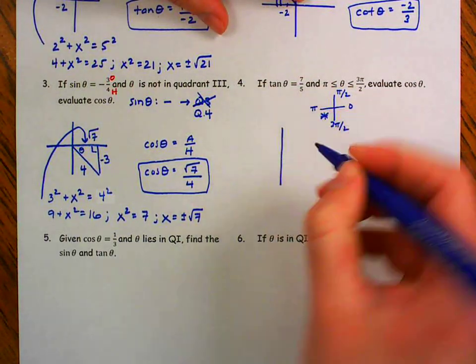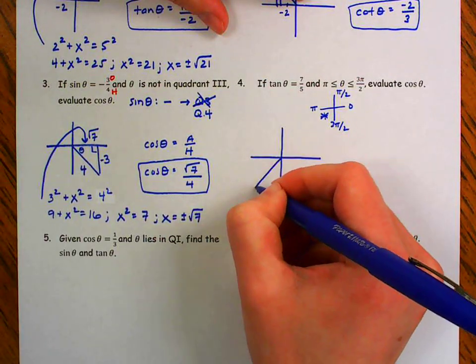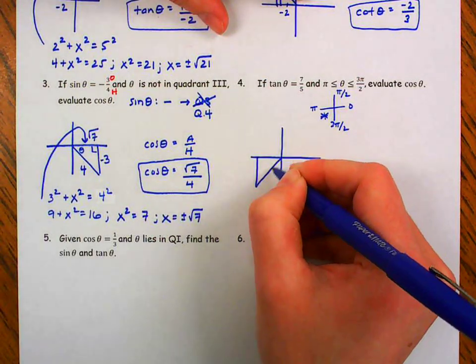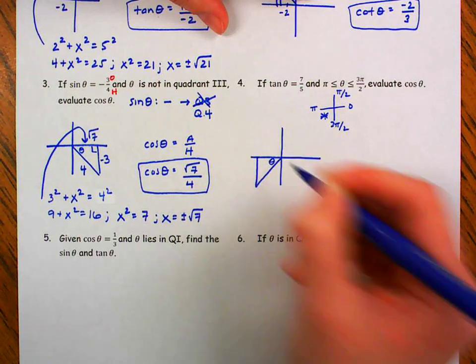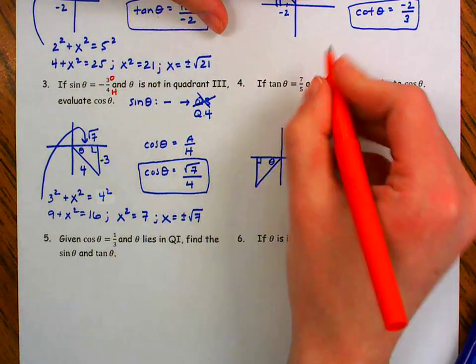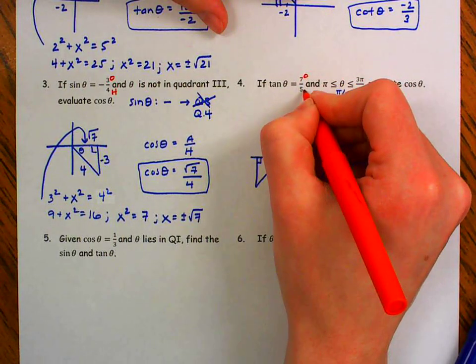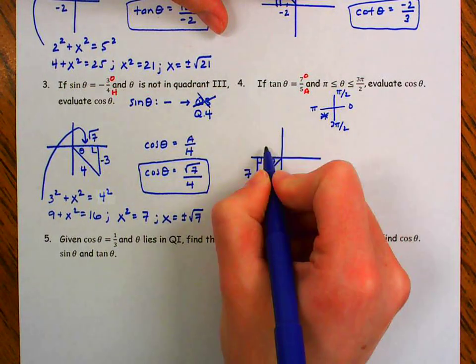So let's draw our picture. Remember, I always draw my angle on a diagonal, and then I take it to the x-axis. My angle's always close to the origin. Here's my right angle. Tangent is O over A. So my opposite side is 7. This is going to be 5.